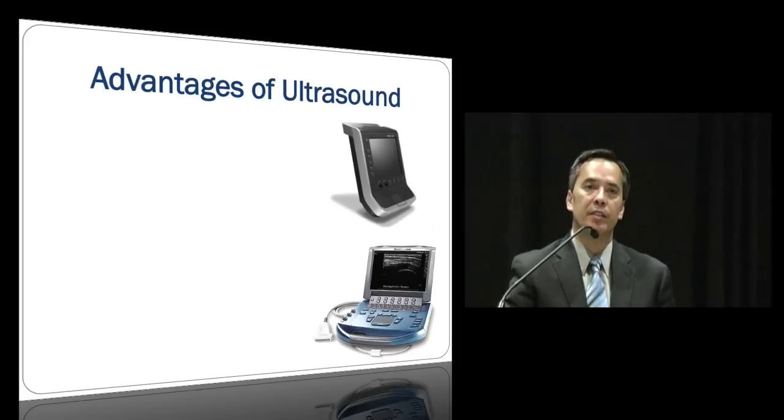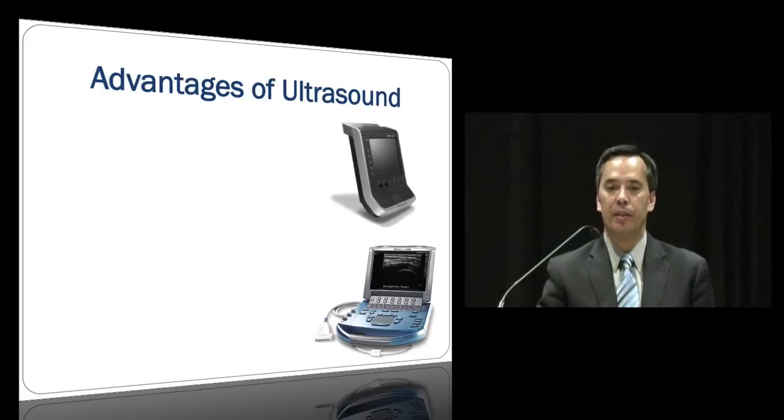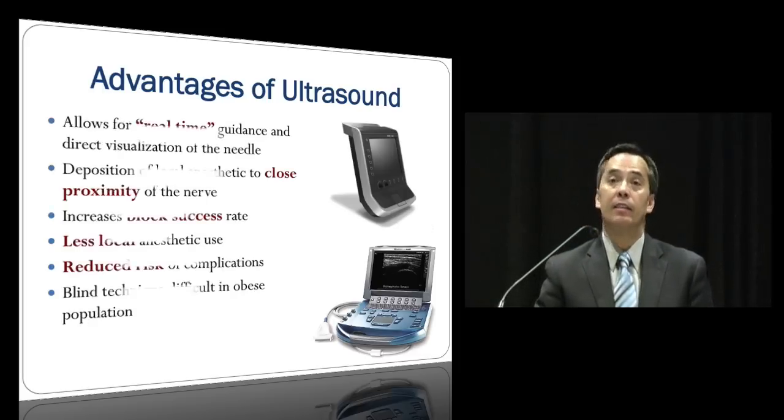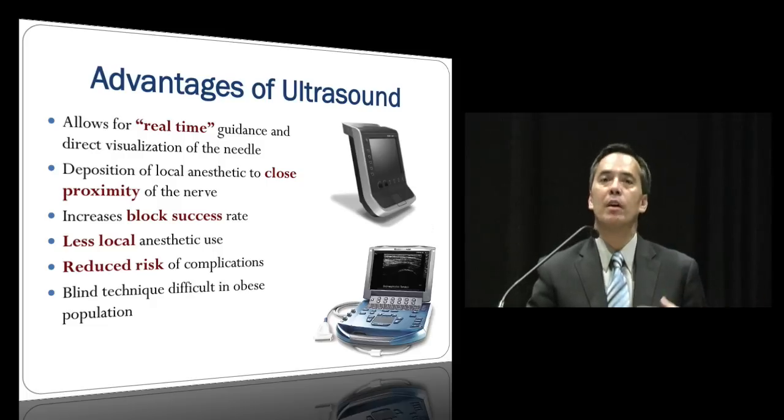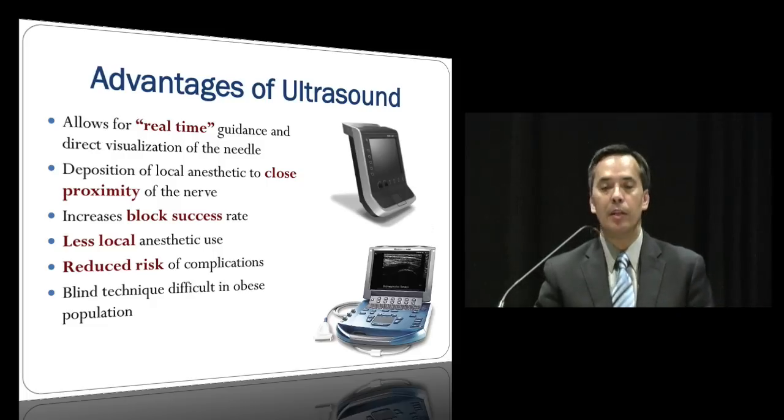So what are the advantages of ultrasound? Definitely its use has been increasing in regularity. It does allow for real-time guidance and direct visualization. It allows you to have direct deposition of local anesthetic real close to the nerves. It increases the block success rate. You can use less local anesthetic, and it does reduce complications. And the other thing we talked about yesterday is that because of morbid obesity, it's much harder to do these blocks and harder to see them with ultrasound.